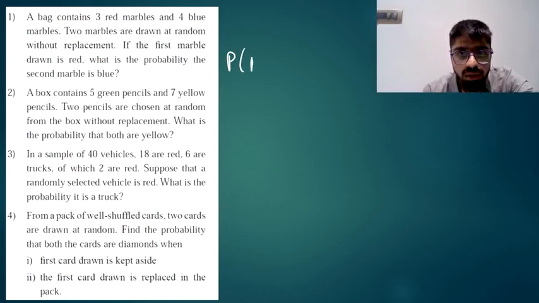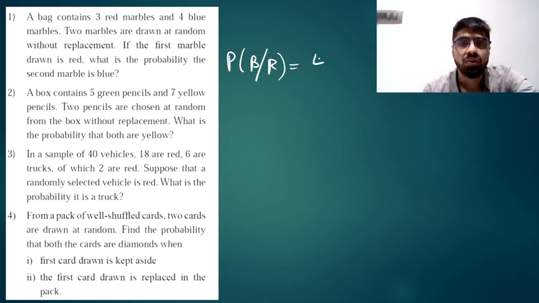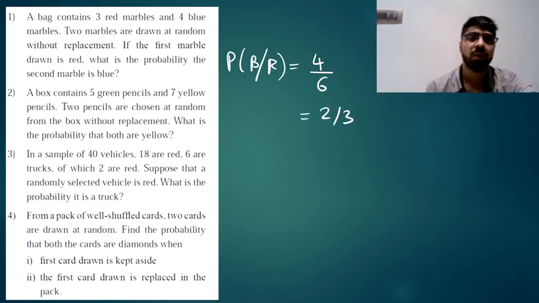marble, probability of blue given that the first marble was a red marble, this probability is going to be, like we said, 4 blue marbles, and there are just 2 red marbles, so total there are 6 marbles, so the probability will be 2 by 3. Okay, going ahead with the next question.